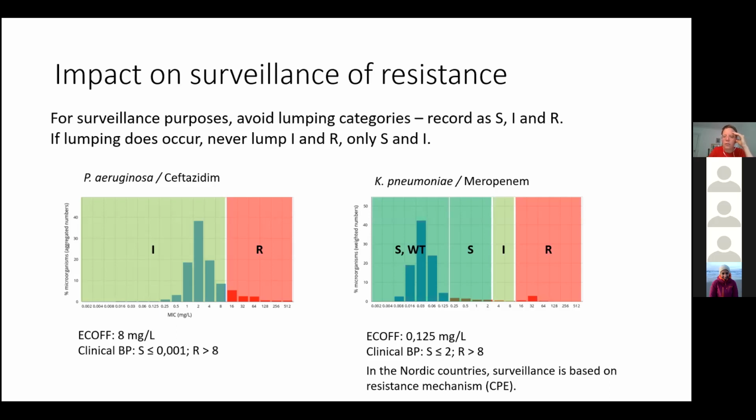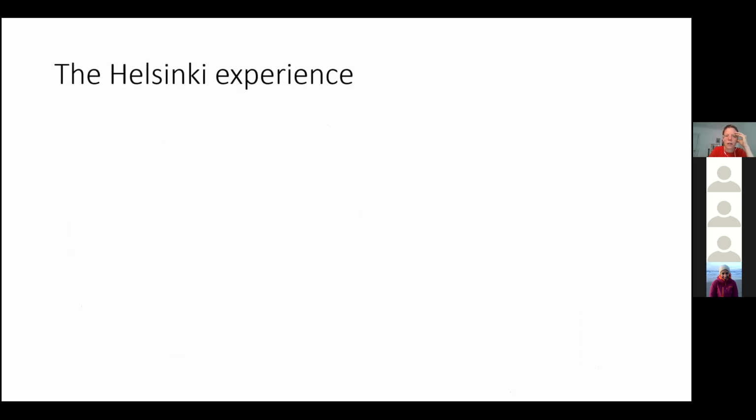And from a Nordic point of view, where CPE is a rare phenomenon, surveillance is based on actually the resistance mechanism. But the main point from this slide here is that for surveillance purposes, you should not lump I and R together anymore, which was done in the old days. And with these words, I give the word to Nathalie in Helsinki. Thank you, Barbara.